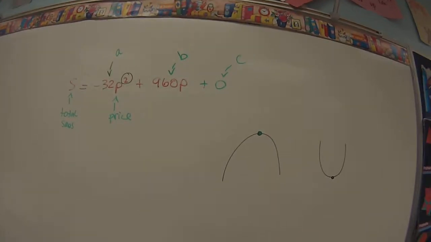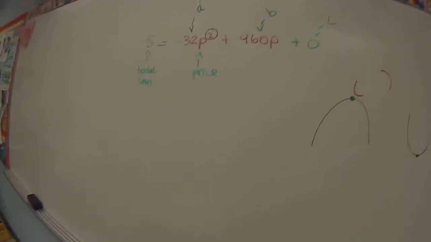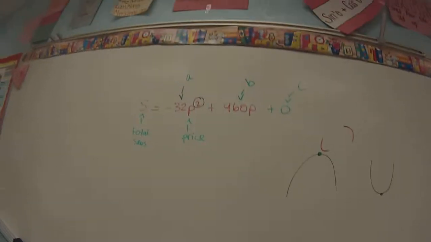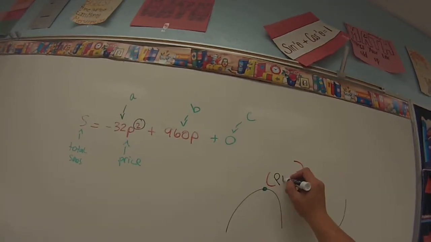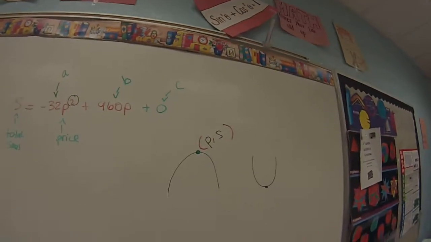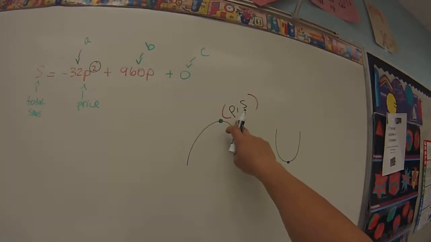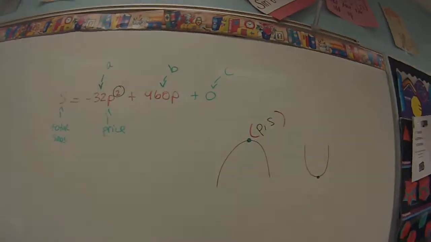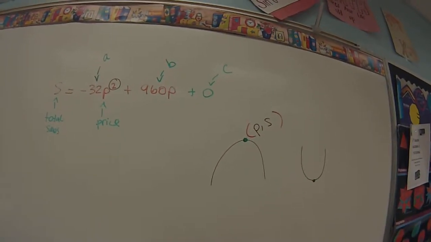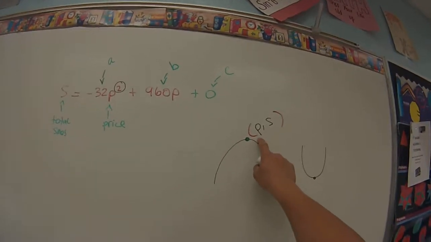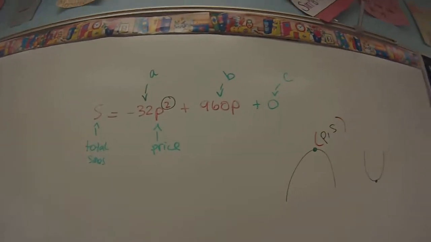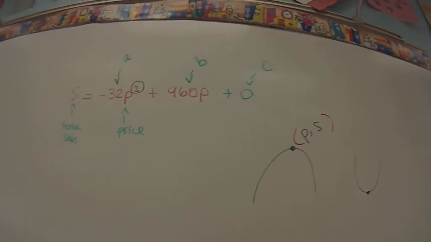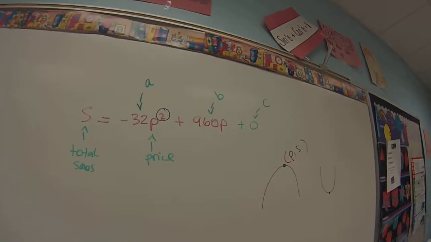So let's find this high point, because this high point is an ordered pair, and it's made up of the variable P and the variable S. So this will tell us the price of the toy that gets us the highest amount of money, by selling this toy at this price P. We want to find out that price. So we want to find the vertex, and there's a formula for that.